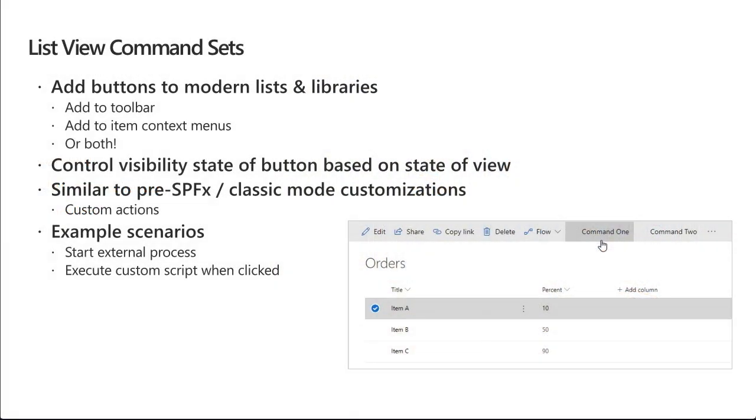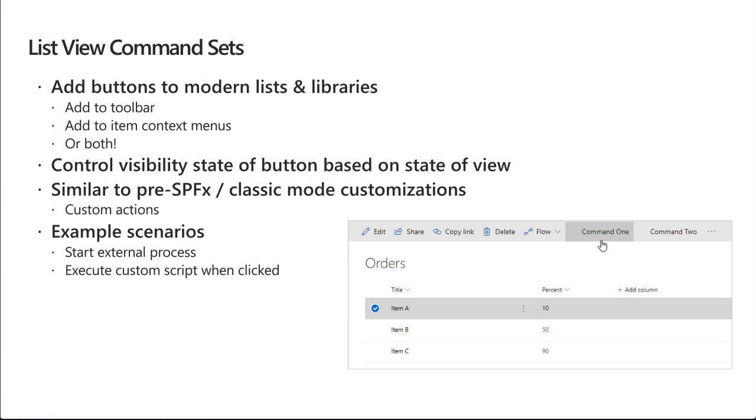A list view command set is going to allow us to add a button to a modern list in library. We can either do it to the toolbar, as you see there in that screenshot showing command 1 and command 2, or we can do it to the context menu on an item. You can't see that in the picture, but it's there. Or you can do both.